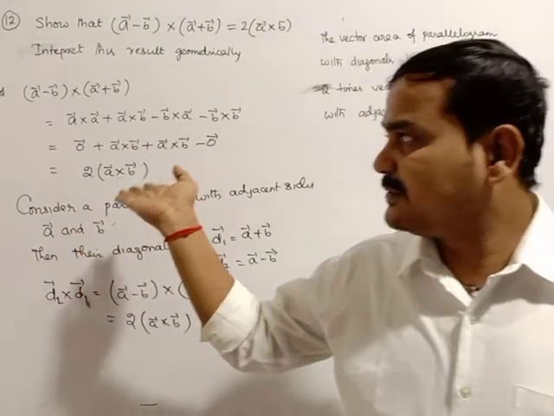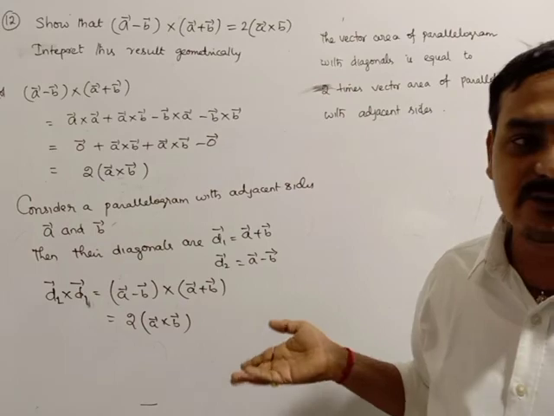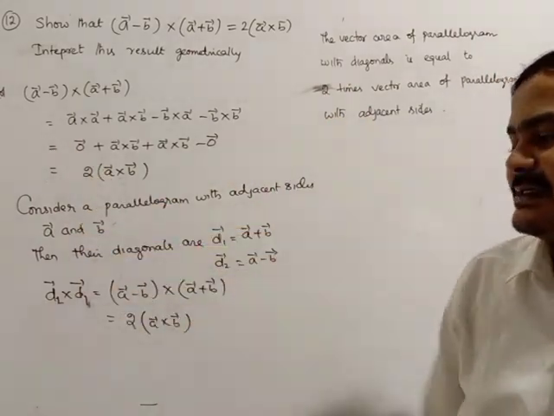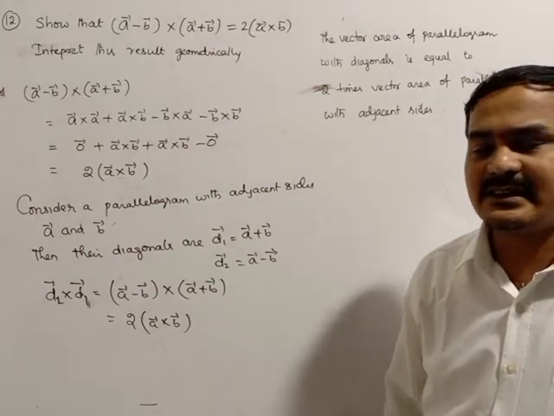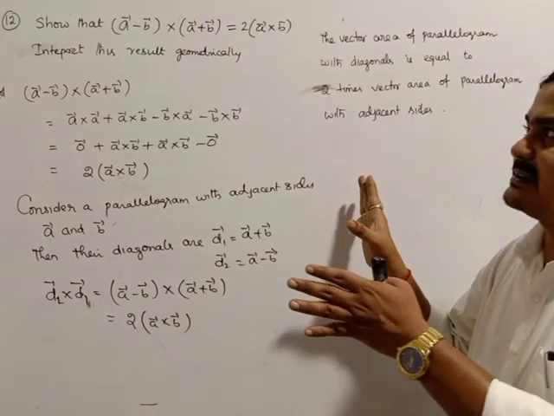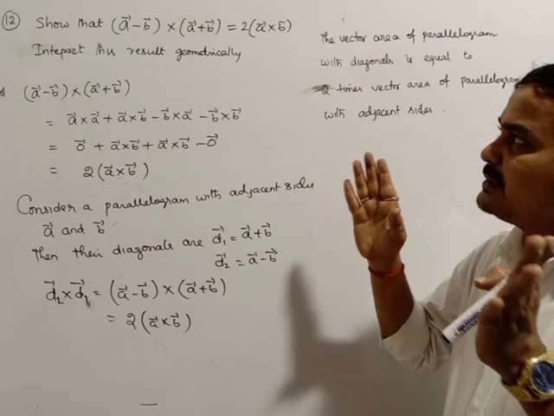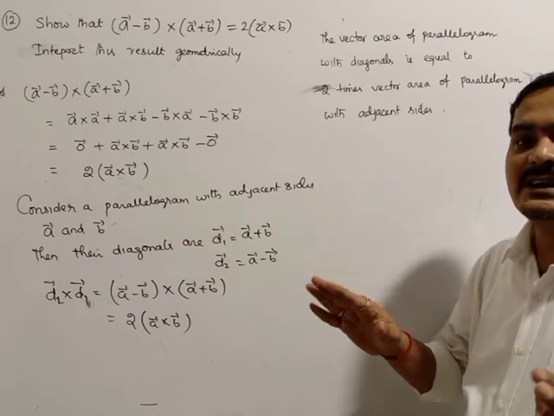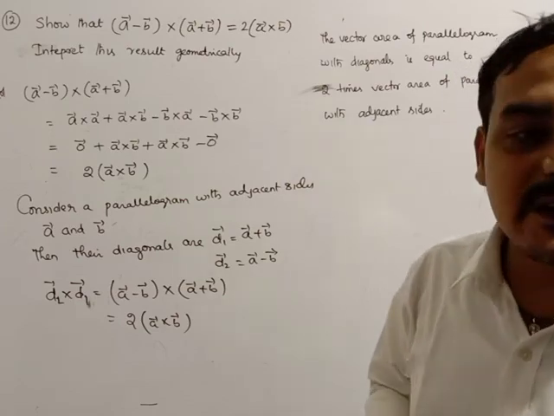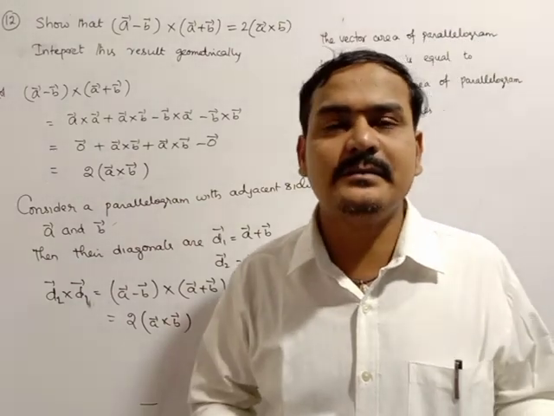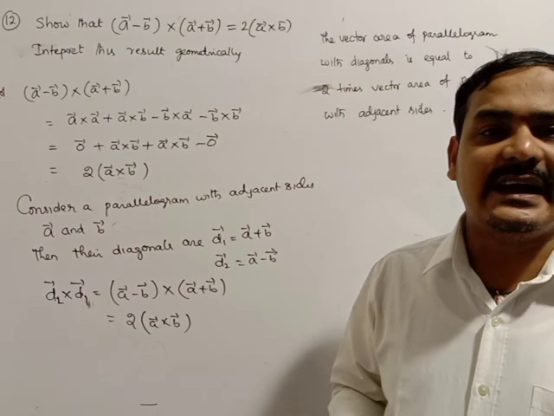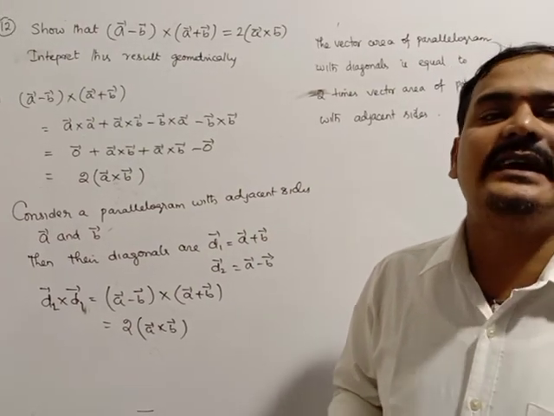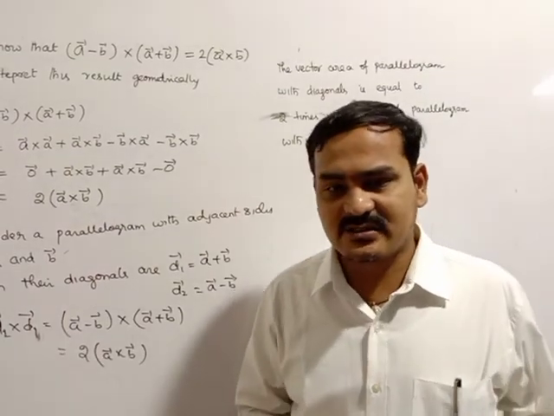This is what you also solved in the earlier problem. That was 1 by 2 into the cross product, and here 2 times comes. So what is the geometrical meaning of this cross product? A bar minus B bar cross A bar plus B bar is equal to 2 into A bar cross B bar. If you consider A bar and B bar as the adjacent sides of a parallelogram, then the area with the diagonals is 2 times the area of the parallelogram with adjacent sides. This is the last question, which you have completed.